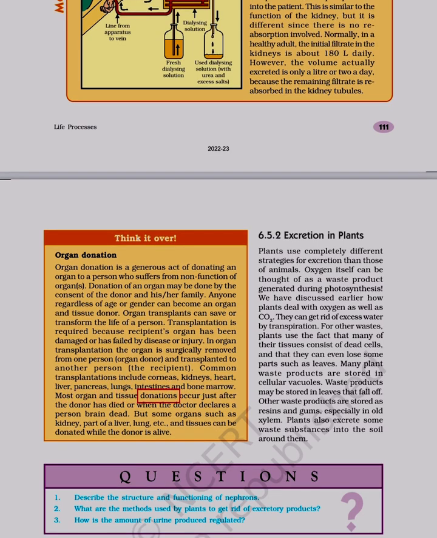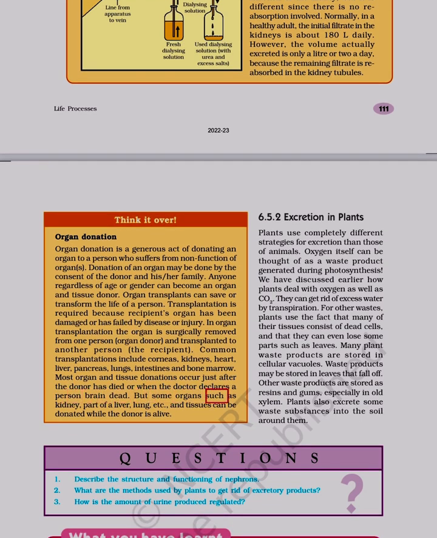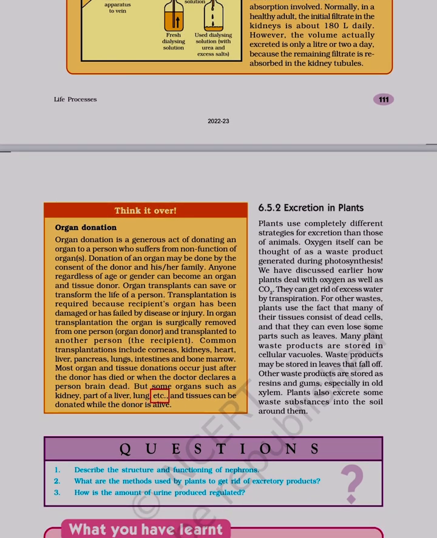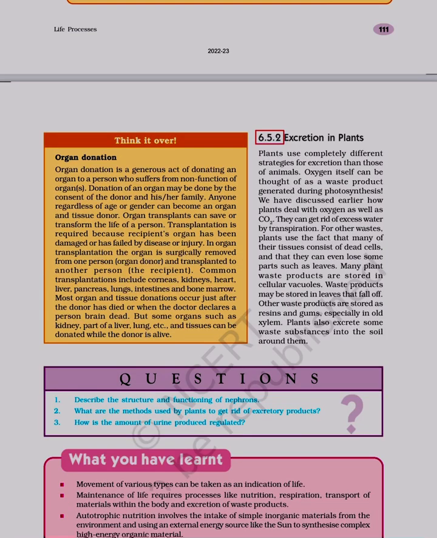Most organ and tissue donations occur just after the donor has died or when the doctor declares a person brain dead, but some organs such as kidney, part of a liver, lung, etc., and tissues can be donated while the donor is alive. What you have learned.